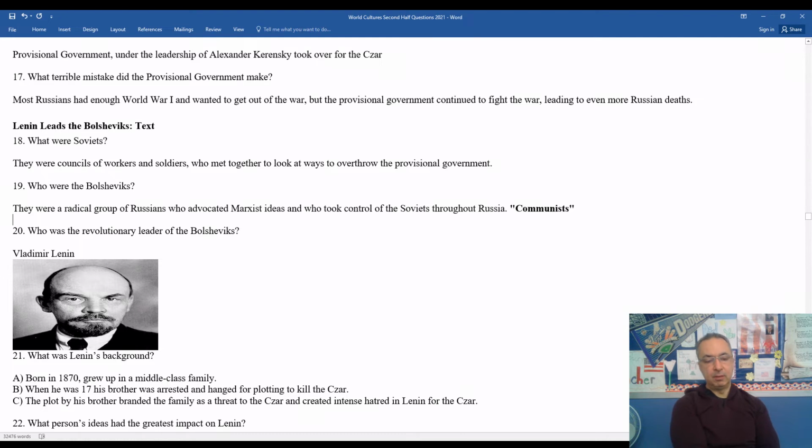Who was a revolutionary leader of the Bolsheviks? Of course, Vladimir Ilyich Lenin, sometimes just referenced as Lenin. Number 21, we look at his background: born in 1870, he grew up in a middle-class family. When he was 17, his brother was arrested and hanged for plotting to kill the Tsar. The plot by his brother branded the family as a threat to the Tsar and created intense hatred in Lenin for the Tsarist leadership in the country.